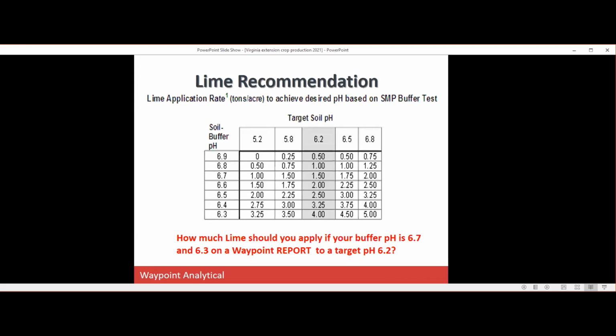Virginia Tech runs Mehlich, we run SMP. So if you're going to do your own lime recommendations and you send the samples to Waypoint, you need to make sure that you are looking at an SMP buffer test and not another lime table.